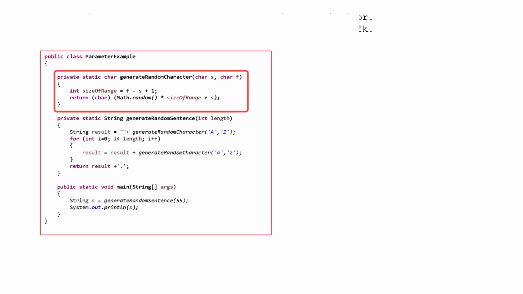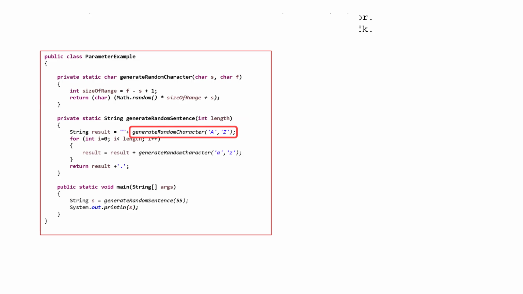Here it is. S and F, those two letters usually mean start and finish. So if we look at what generate random character is doing, it's figuring out how many things are between S and F inclusive, and then it's generating a random number of that many things shifted over by S. This looks like what we've done before. So it's generating a random integer between S and F and converting it to a character.